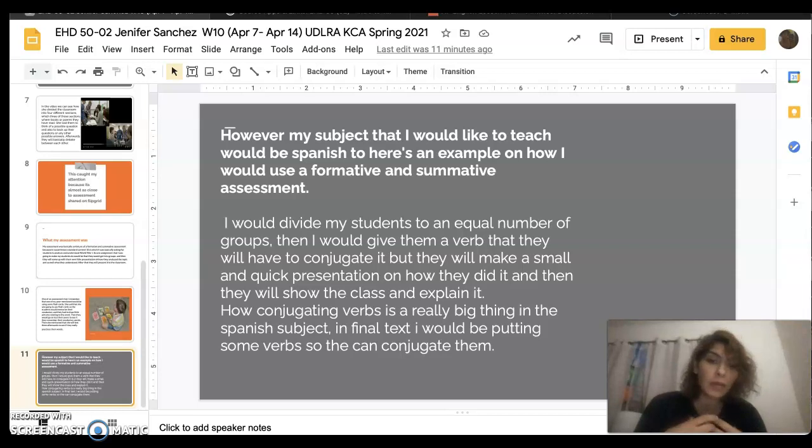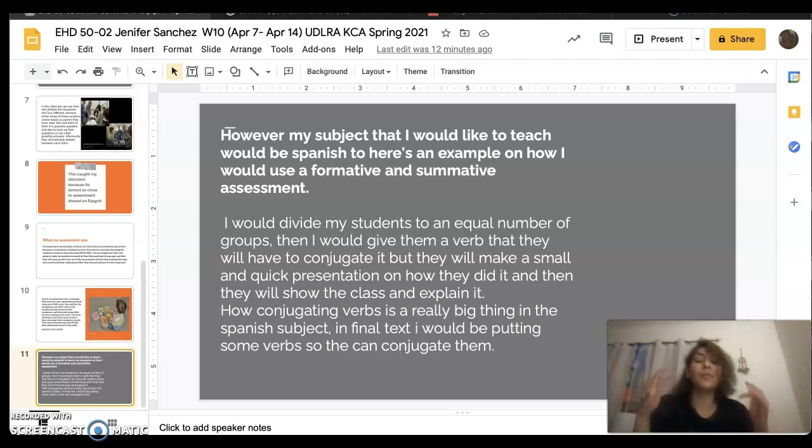Now for me, however, my subject is Spanish. So the way that I would teach Spanish would be a mixture of formative and summative assessment as well. I would divide my students into an equal number of groups, and then I would give them a verb, and they would have to conjugate that verb. And then they would make a small quick presentation and present it to the classroom and the teacher as well as myself, so I can view their progress. And then they would have to explain it and show how they conjugated the word.